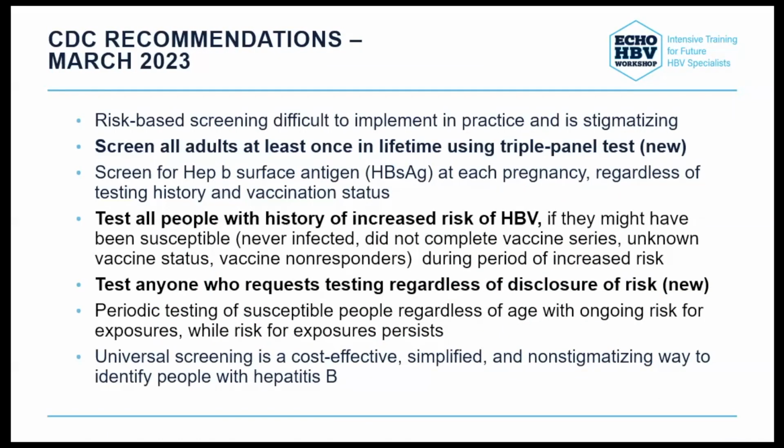So here's the most exciting news from the last couple of weeks. In March 2023, just about a month ago, the CDC actually updated the guideline for screening of hepatitis B in the United States. The CDC recommends that we should do universal screening. All the adult population should get screened for hepatitis B at least once in a lifetime, regardless of whether they have a history of being vaccinated or not. Doesn't matter, everybody.